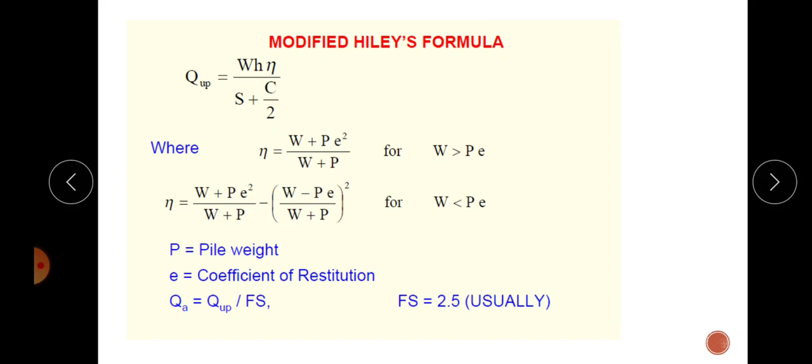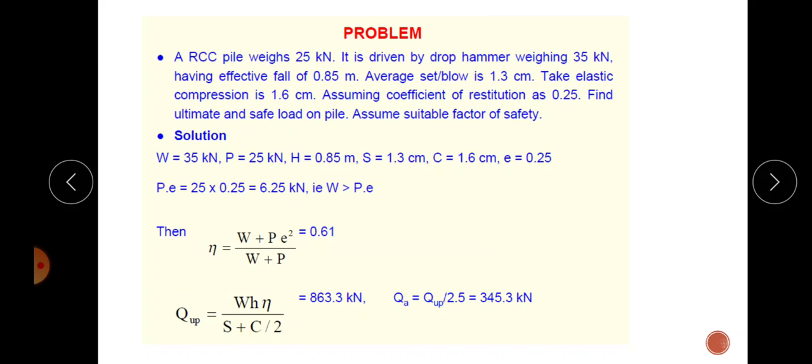choose this first equation, that is efficiency is equal to (W plus PE square) by (W plus P), and substitute the values. All the values are given. So eta, the efficiency, is 0.61. Okay, then QP is equal to W H eta by (S plus C by 2). Since all values are given, directly substitute these parameters, and the answer is 863.3. And safe bearing capacity or safe load on the pile is equal to QP by factor of safety, and it is 345 kilonewton. Okay, so this is the procedure to calculate the dynamic pile capacity.